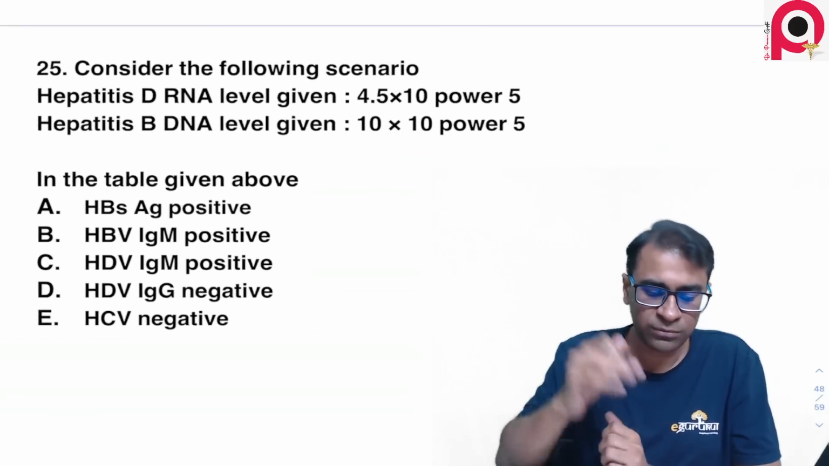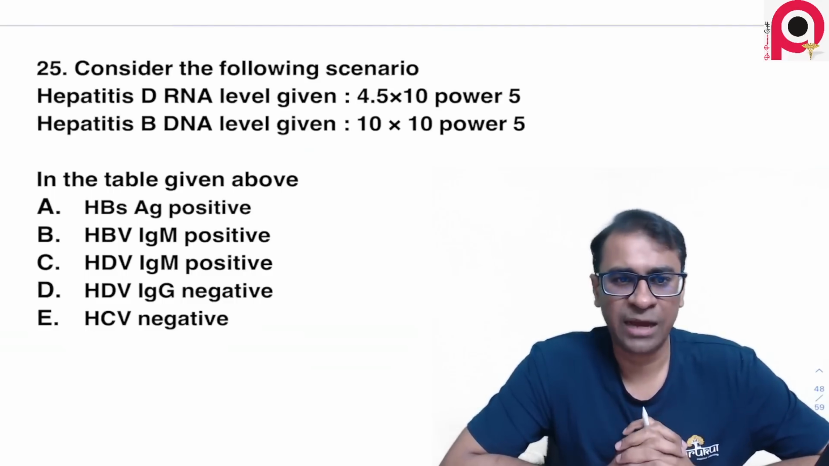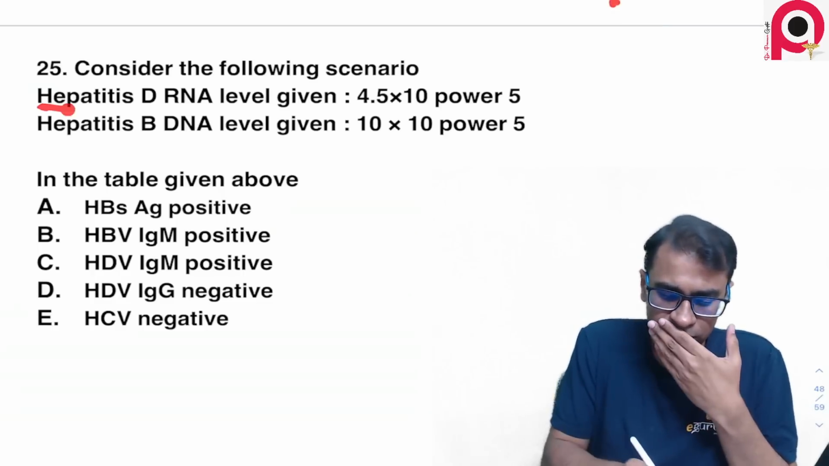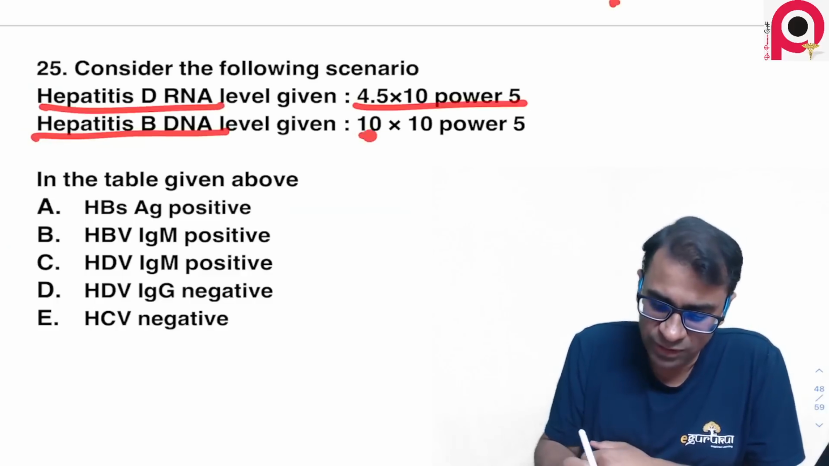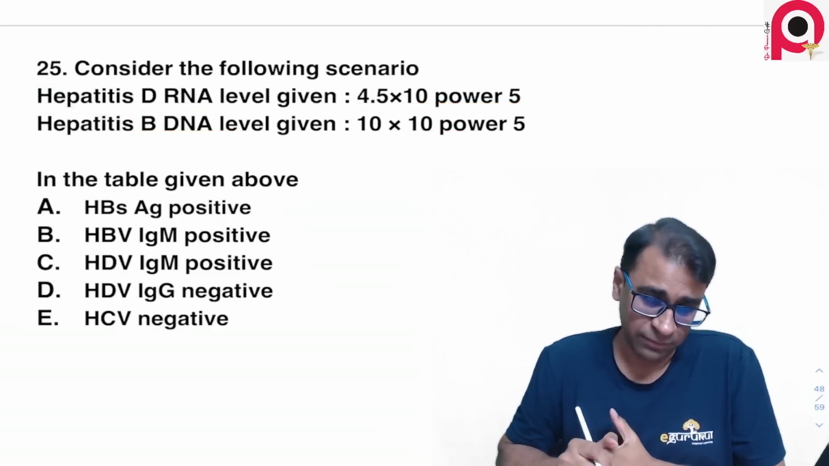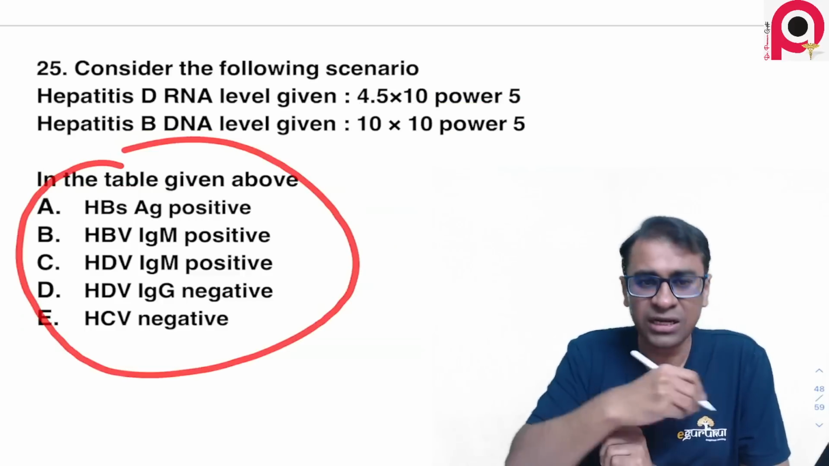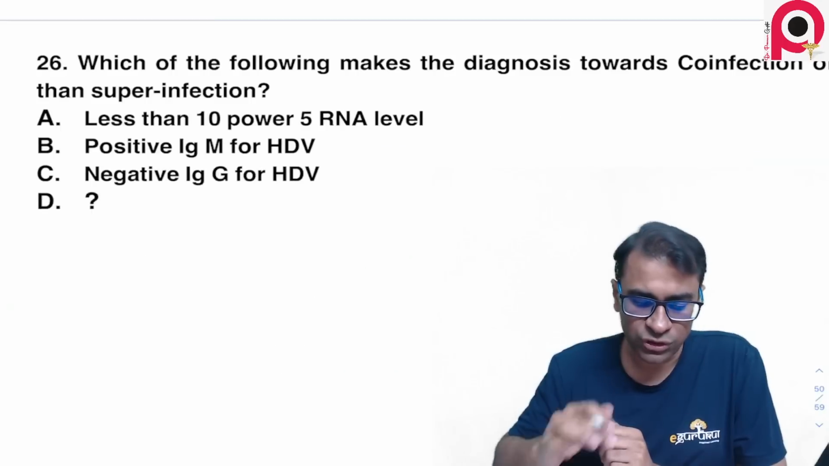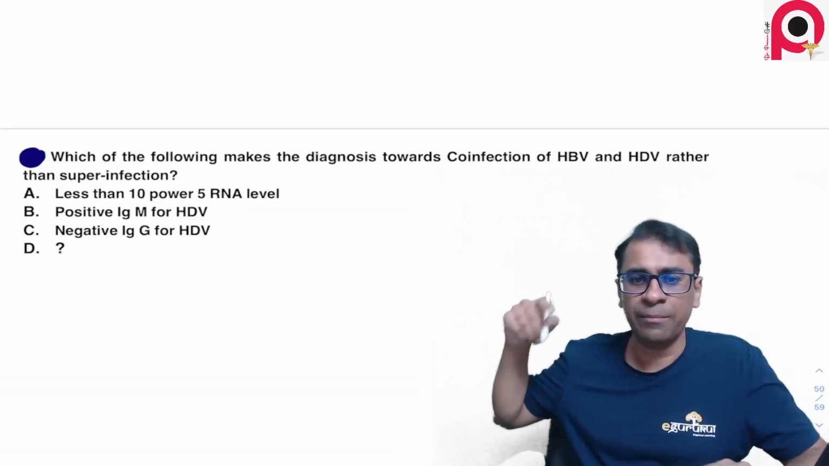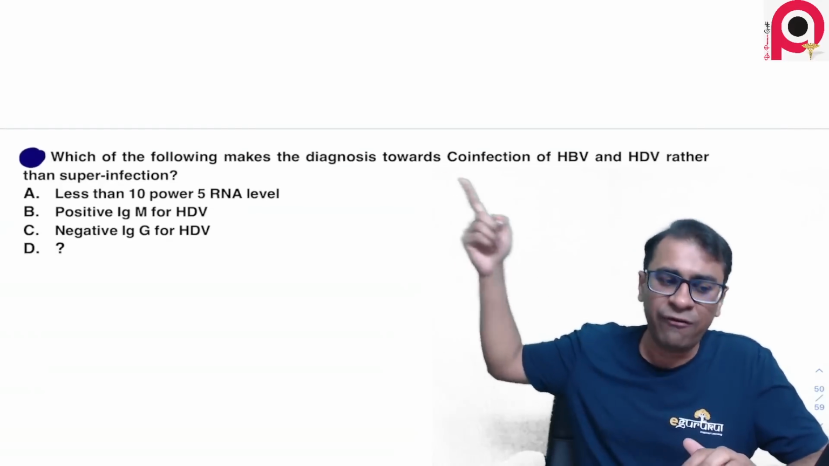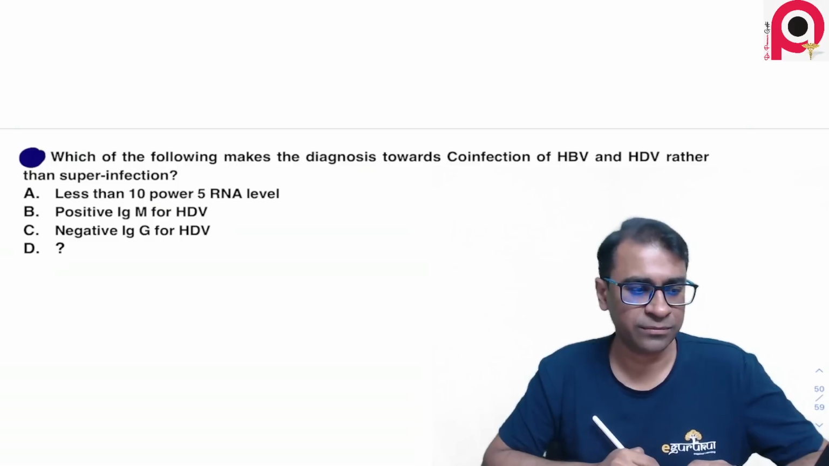Now, this is one more question. It's not exactly a pathological question, but I think I can explain what is happening here. So consider the following scenario. A patient has HDV and HBV. Both of them have a high load of DNA and RNA. Now, in the given scenario, these are the conditions given here. And now the question is asking you, which of the following makes the diagnosis towards co-infection rather than super-infection?